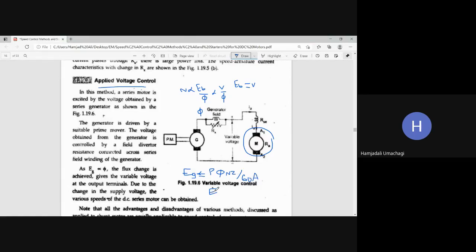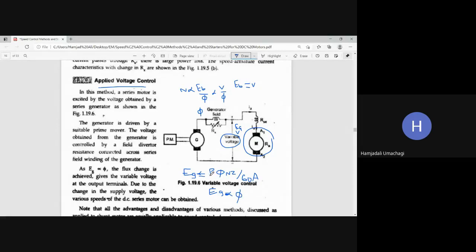Then the EG, the generated voltage, is nothing but the input to the motor. That is nothing but the voltage V. EG itself is the V. Whatever voltage we generate from the generator will act as an input to this motor now. That is nothing but the applied voltage control method. So if I change the value of ISC, then we are going to change the value of phi. So here I can say that EG is directly proportional to what?